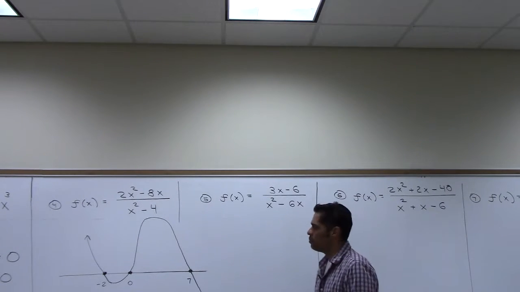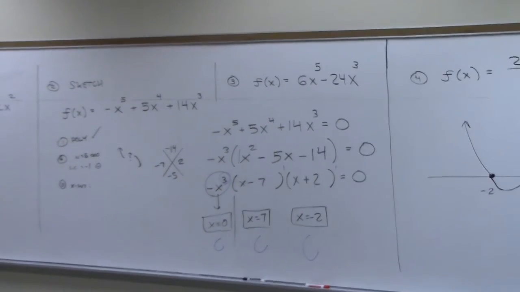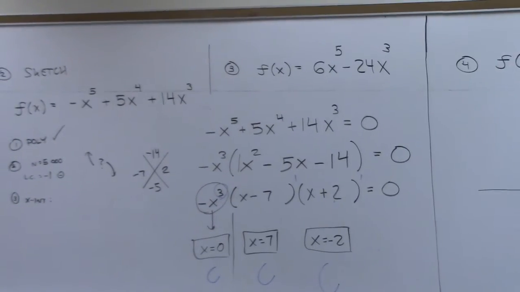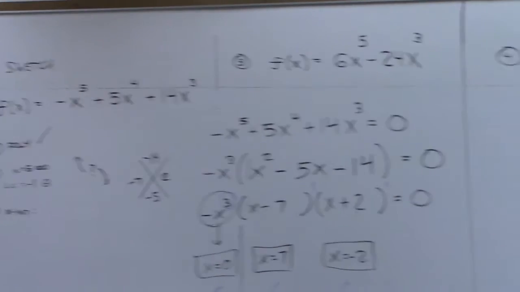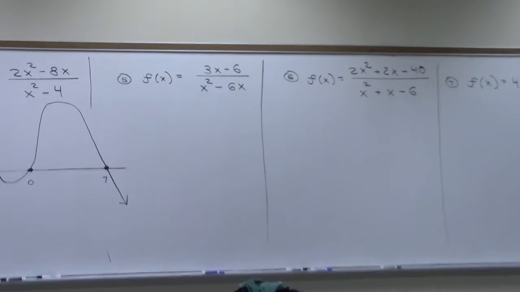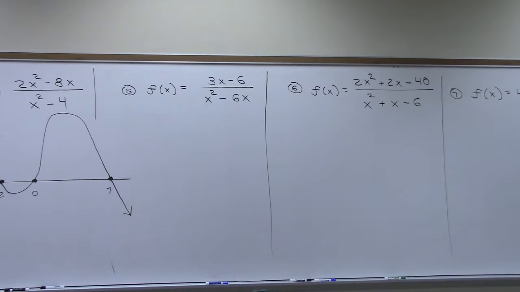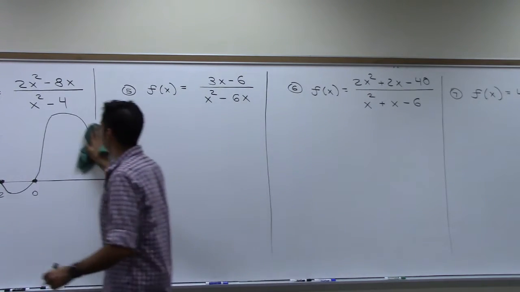All right, what else would you like me to do? Do you want me to do another one of the polynomials, or? What do you got? Taking requests. 5? 6. 5, 6. I think I'll have time to do both. So let me do 5 first.